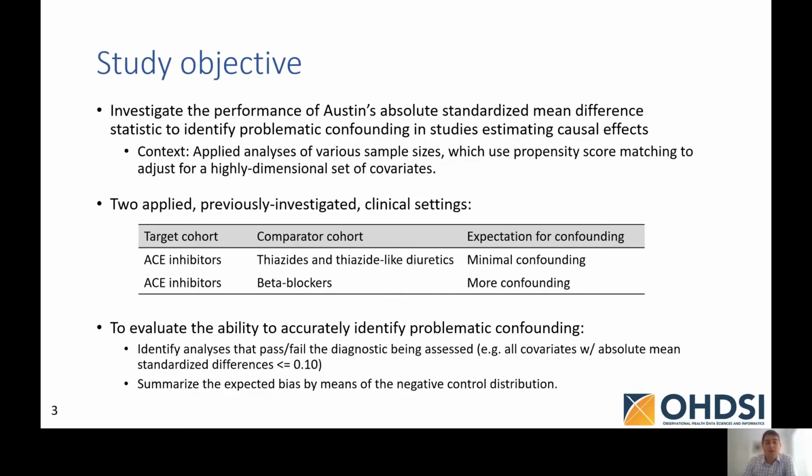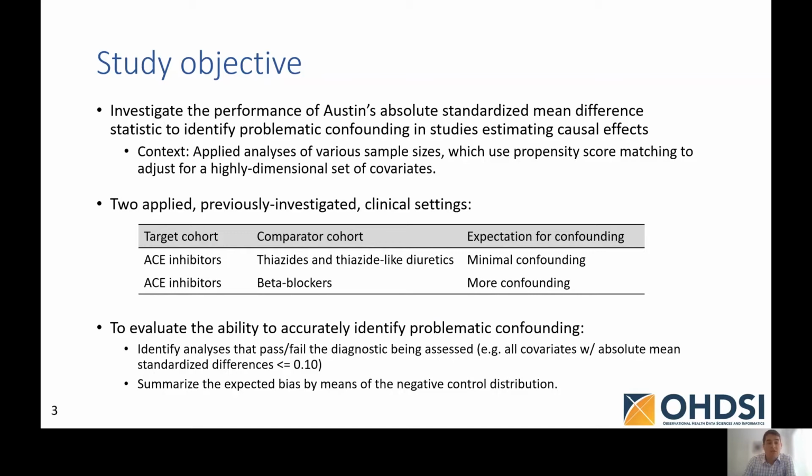Thus, we sought to investigate the performance of Austin's absolute standardized mean difference statistic to identify problematic confounding in studies estimating causal effects. We conducted this assessment in analyses of various sample sizes, which used propensity score matching to adjust for a highly dimensional set of covariates.